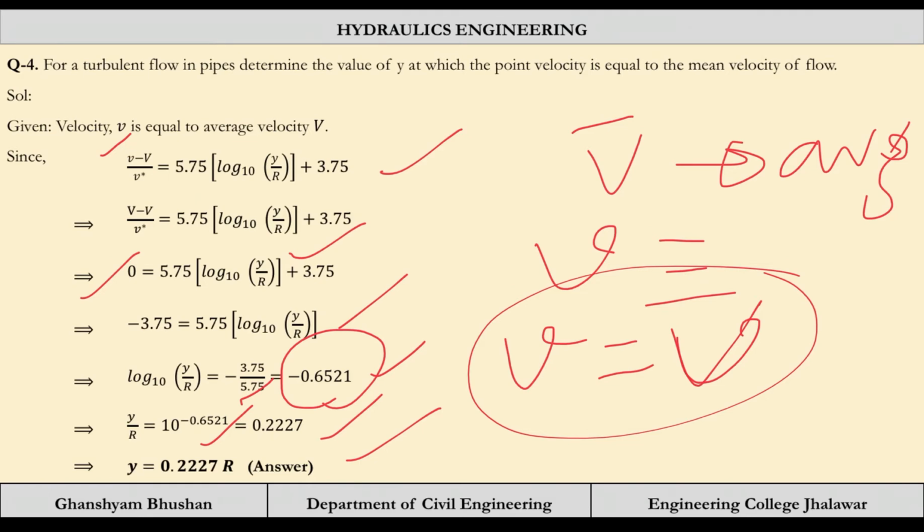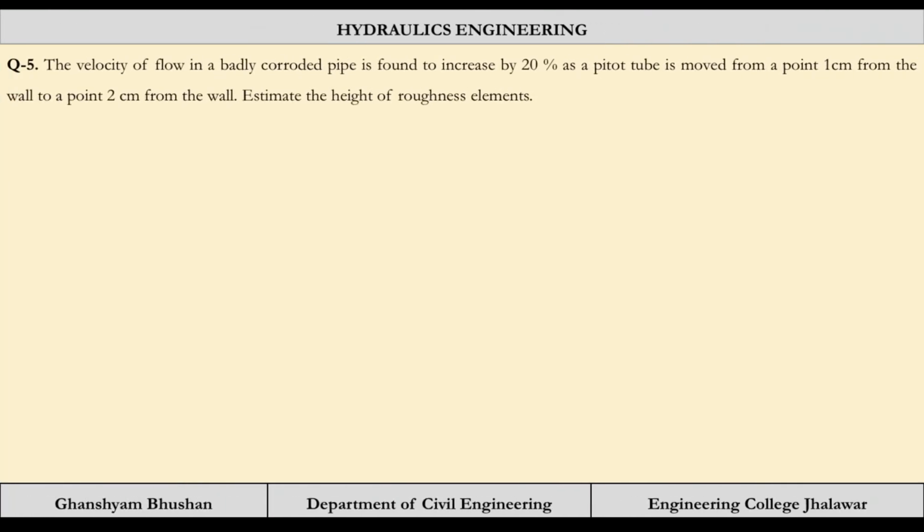Now let us try to solve the next problem. So let us see what this problem is stating. The velocity of flow in a badly corroded pipe is found to increase by 20% as the pitot tube is moved from a point 1 centimeter from the wall to a point 2 centimeter from the wall. So estimate the height of roughness elements. So badly corroded pipe means the pipe is rough, so it is the hidden meaning of this line.